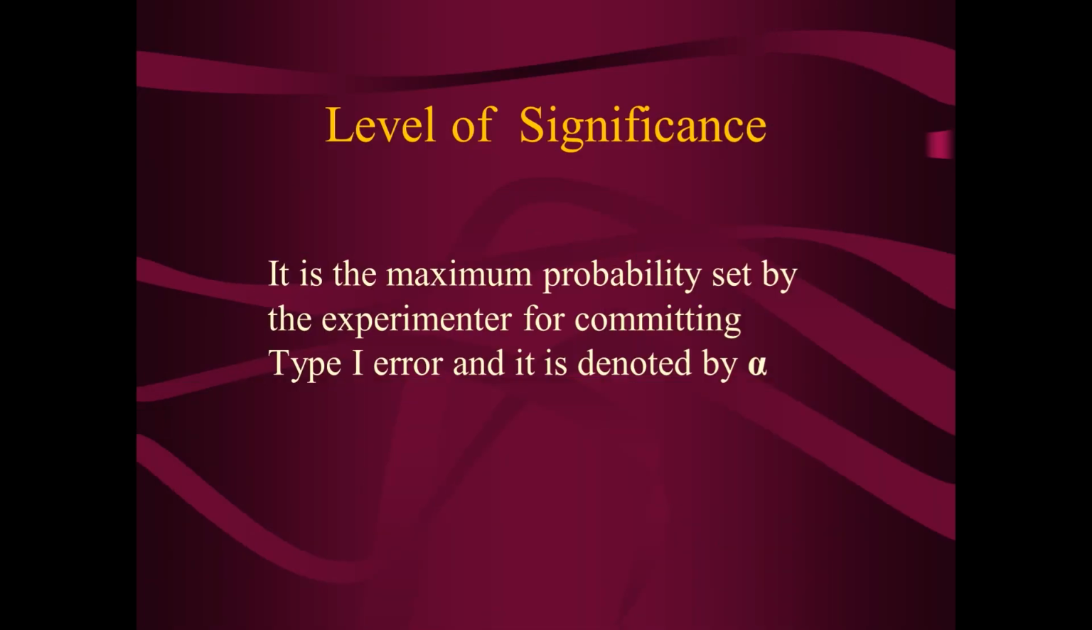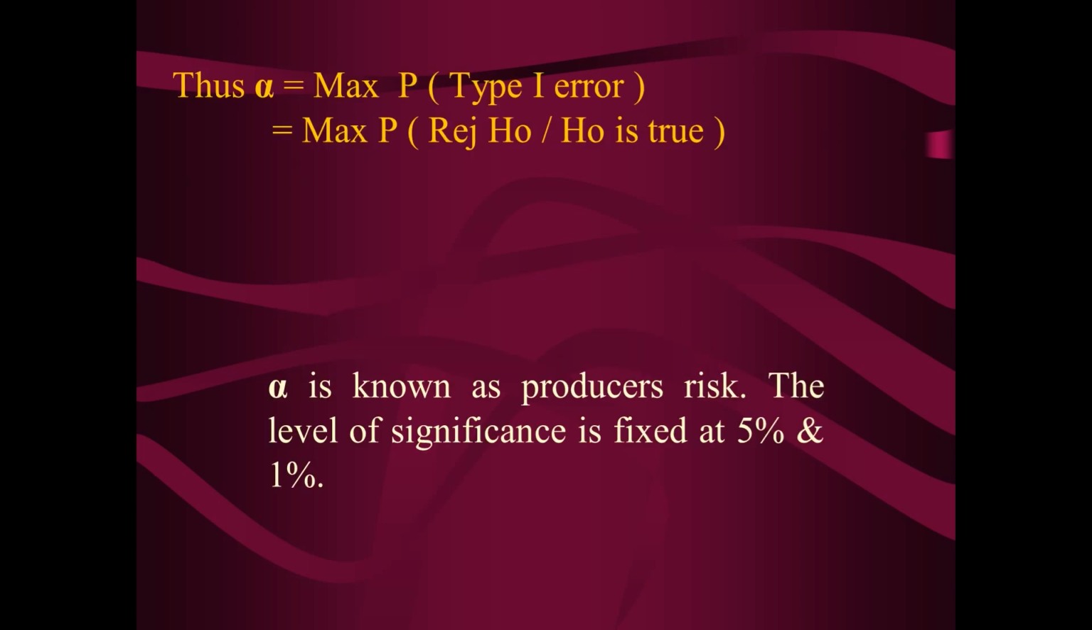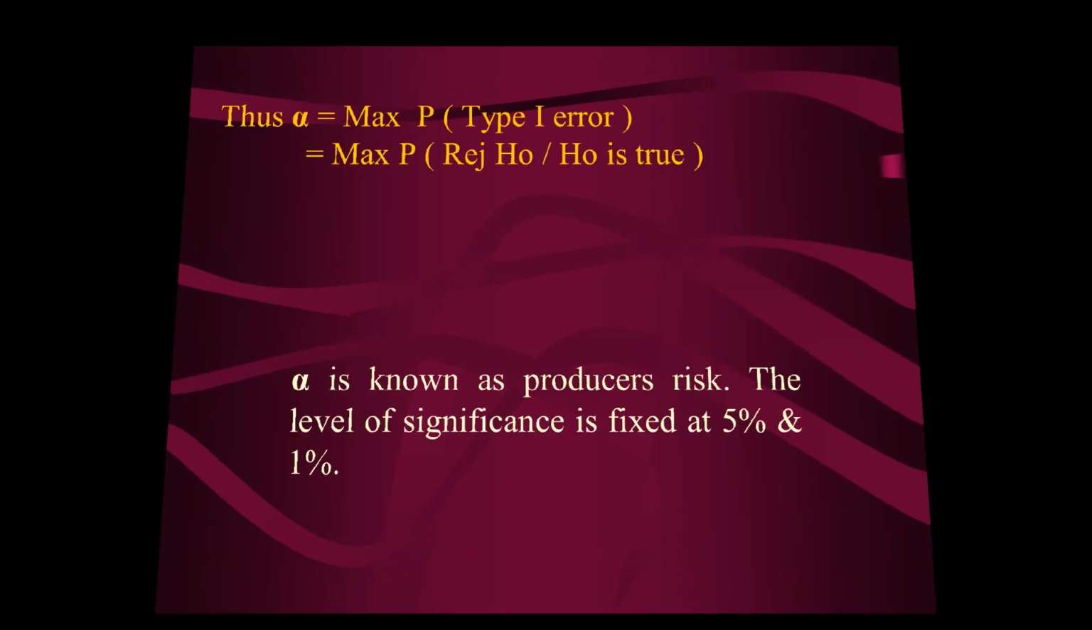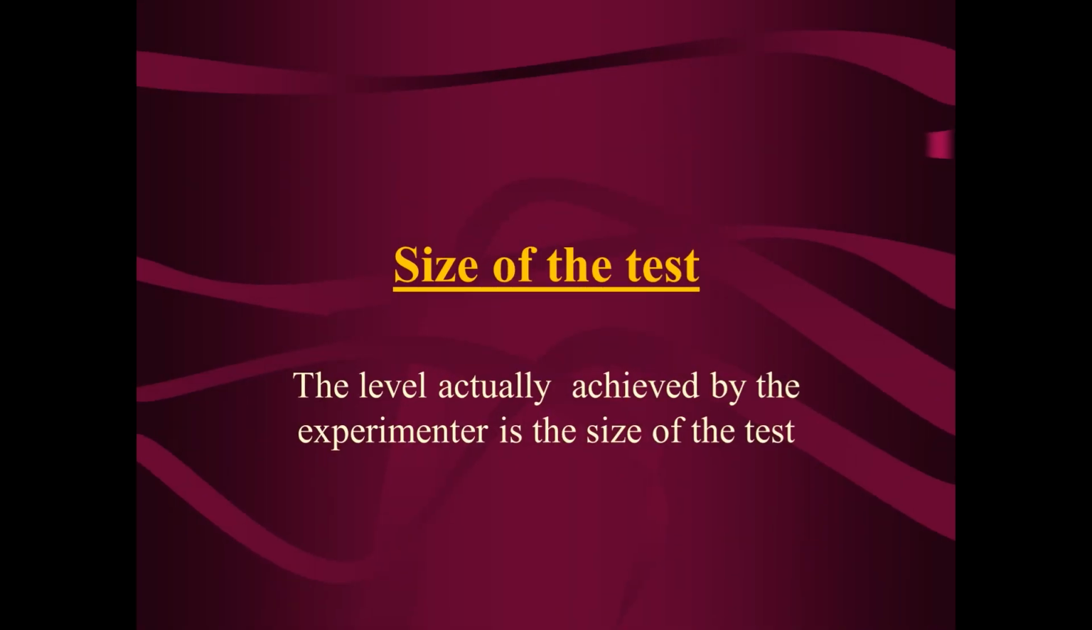Level of significance. It is the maximum probability set by the experimenter for committing type 1 error, and it is denoted by alpha. Alpha is known as producer's risk, and the level of significance is fixed at 5% or 1%. Size of the test: the level actually achieved by the experimenter is the size of the test.